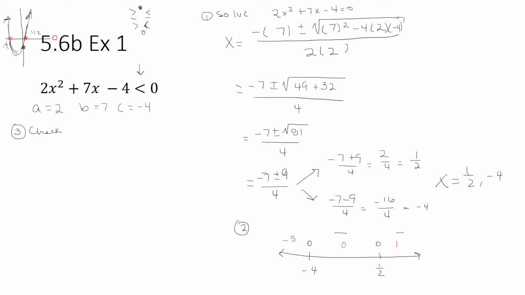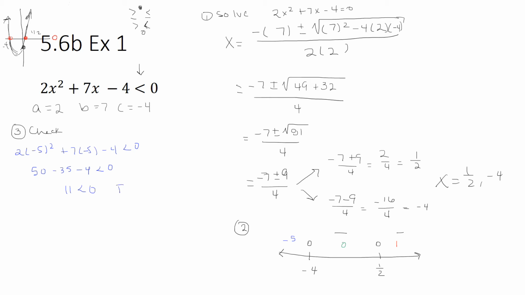I'm looking to see, okay, if I pick a number in one of these sections, is my graph or my function actually going to be less than 0? So let's just plug them in. 2 times -5 squared plus 7 times -5 minus 4 less than 0. -5 squared is 25 times 2 is 50. 7 times -5 is -35 minus 4. Okay, 50 minus 35 minus 4 is going to give you 11 less than 0.